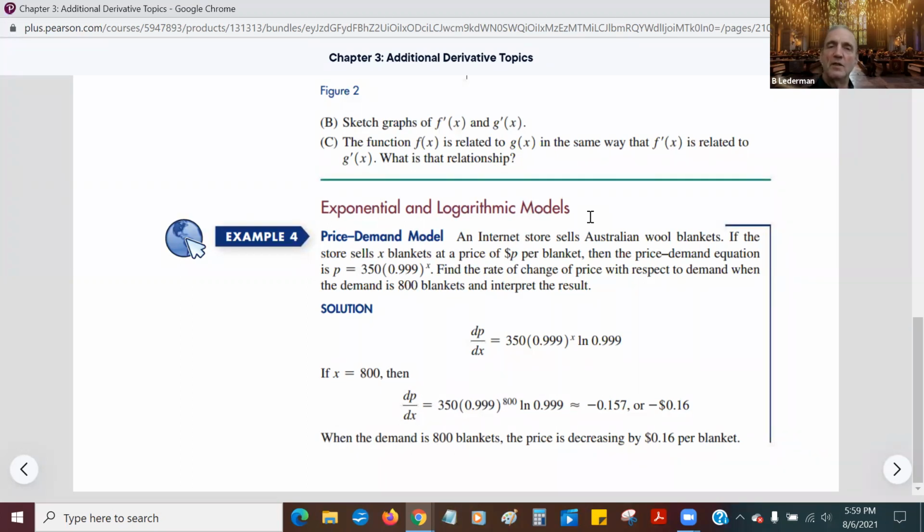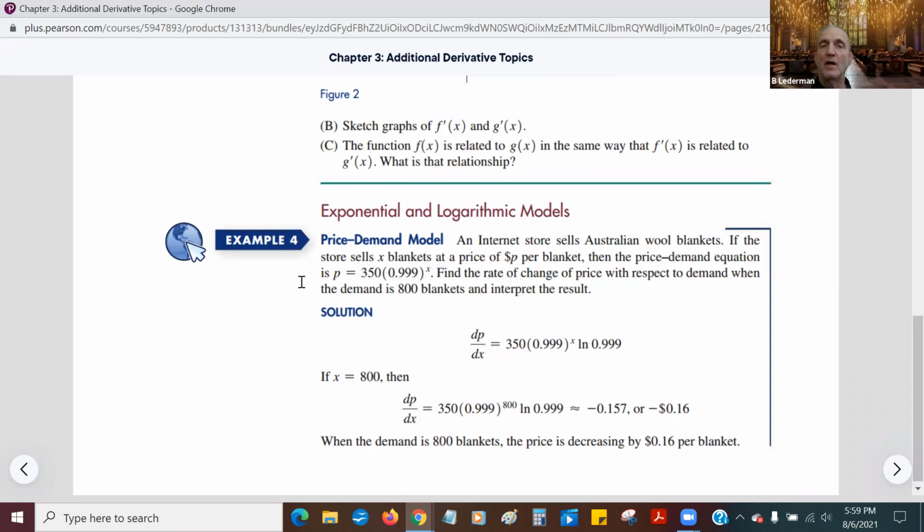Anyway, if the store sells x blankets at a price of p dollars per blanket, then the price demand equation is p equals 350 times 0.999 to the x power. How do you know that? Someone figured that out already. Now again, it's a pretty good career, pretty lucrative, pretty in demand, because companies love having these formulas worked out for them, so that it just makes things easier for them.